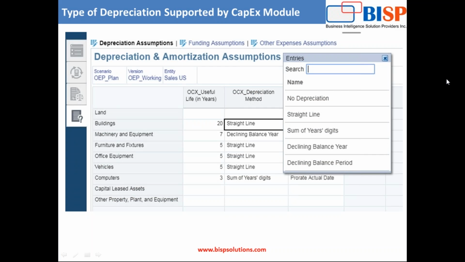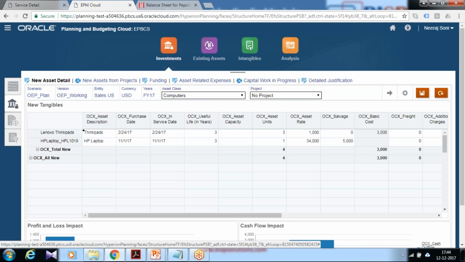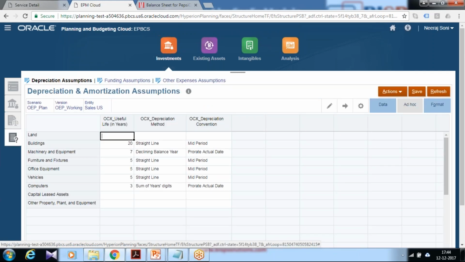When you talk about capital expense, it is obviously talking about depreciation. As you see in your CapEx module, you can define different asset classes and their depreciation. This is governed by different accounting compliances. So laptop depreciation life is 3 years.